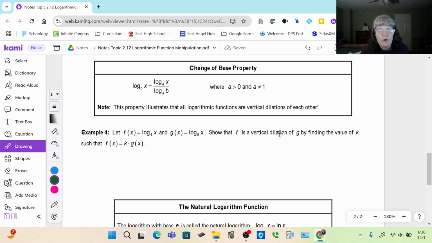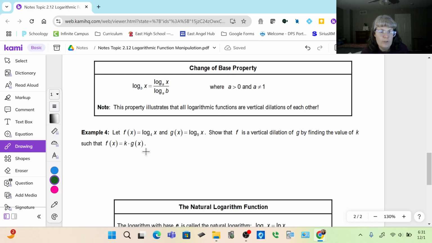We also have what's called a change of base property, and this can be used if we have an expression in one base, but we need our result to be in another base. So for example, here we have let f of x equal log base 4 of x, and g of x equal log base 9 of x. Show that f is a vertical dilation of g by finding the value of k, such that f of x equals k times g of x.